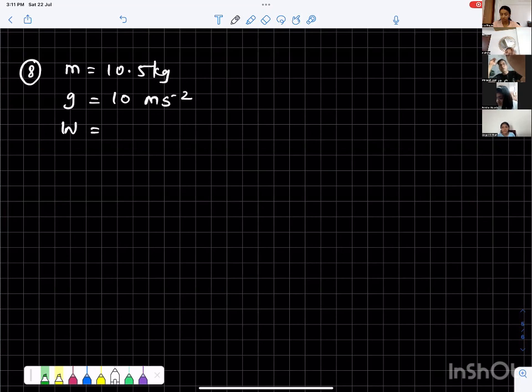Ashi, what formula should we use for W? mg. Yeah, mg. That she also couldn't answer. Mass is 10.5. What is the gravity? 10. So it'll be 105 Newton.